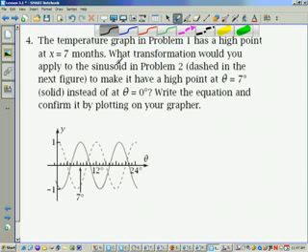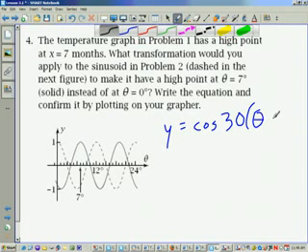The temperature graph in problem 1 has a high point at x equals 7 months. What transformation would apply to the sinusoid in problem 2 to make it have a high point at theta equals 7 instead of theta equals 0? So that would make us move the graph to the right 7. So let's start with our equation from before, cosine of 30 theta. Now we're going to take theta and move it to the right, so that has to be minus 7.